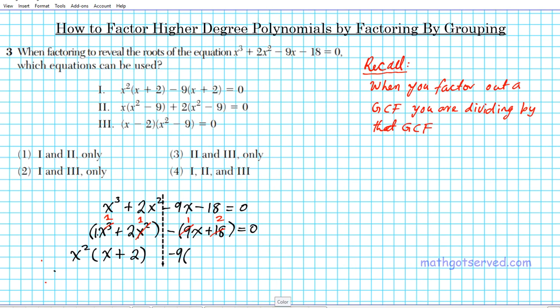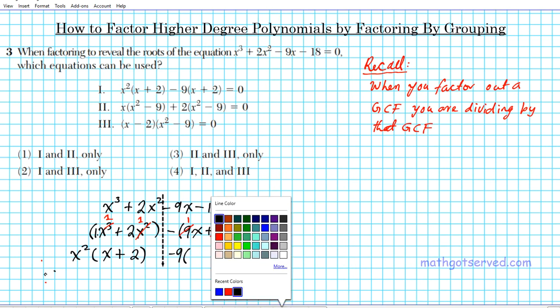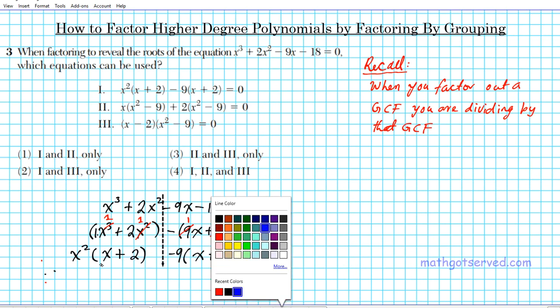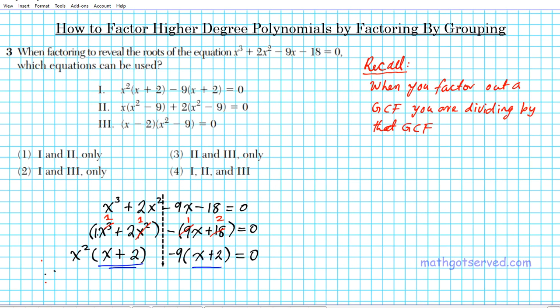Okay, and then we're left with negative 9, and we have x plus 2 equals 0. Okay, and then just to make sure we did it correctly, you want to take a look at the terms in the parentheses. Are they identical? If they're identical, that's an indication that your factoring by grouping steps were correct, and that's the case here. Okay, so we factored by grouping. We're not done yet, but let's check and see if we have a match at this time.